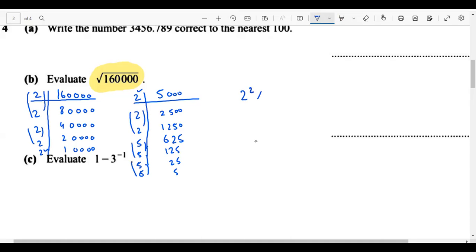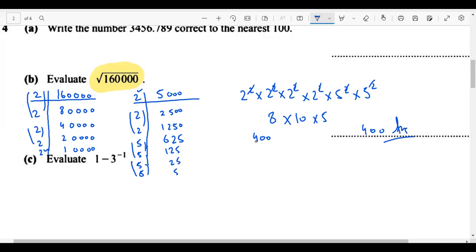2 squared multiplied by 2 squared multiplied by 2 squared, then multiplied by 2 squared, multiplied by 5 squared, and multiplied by 5 squared. Under root की वजह से सारे squares cancel हो जाएंगे, and we are going to get 2 multiplied by 2 multiplied by 2, that is 8, multiplied by 10 multiplied by 5. So it is 80 into 5, and it would give you 400. So 400 is going to be the answer.